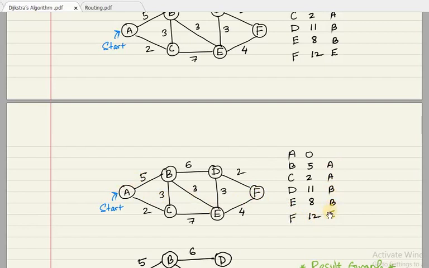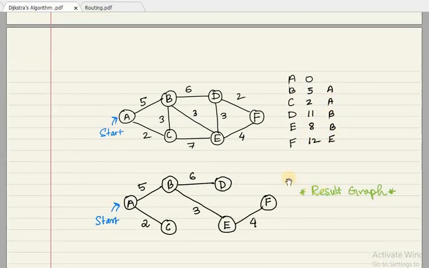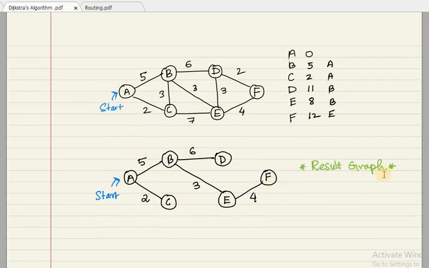And also we have the previous nodes with us. To reach B, the previous node is A, to reach C, the previous node is A, to reach D, the previous node is B, to reach E, the previous node is B again, and to reach F, the previous node is E. If you take this information and try to draw a tree, then we obtain this. This is the resultant graph that we have. Here we have found the shortest distance from A to all the other nodes in the network that we have taken in the beginning. This is how we have found the routing table, or the shortest path from A to the other nodes in the network. So this is how Dijkstra's algorithm is applied. Okay, thank you.